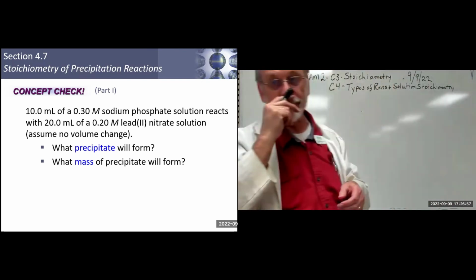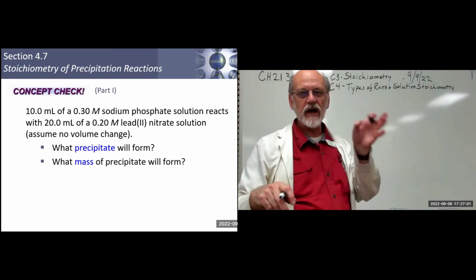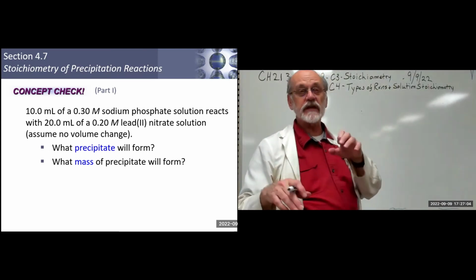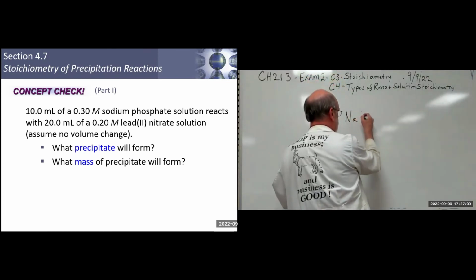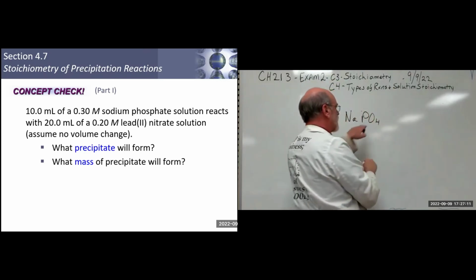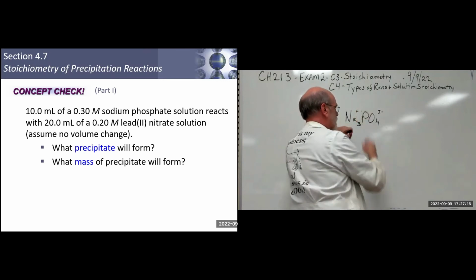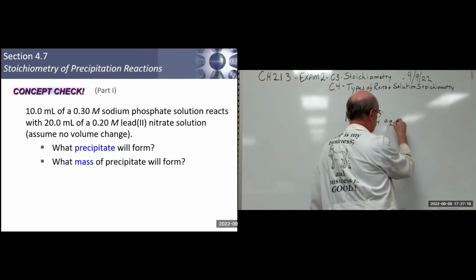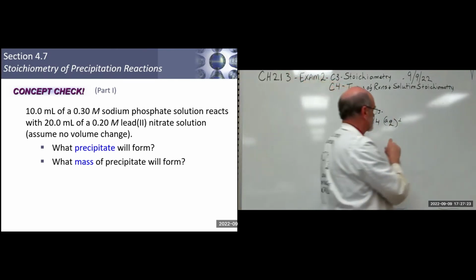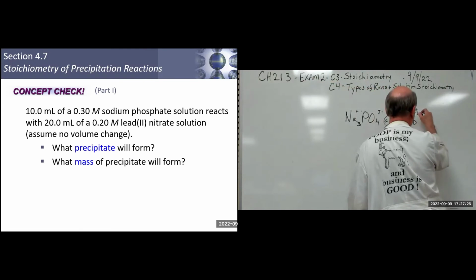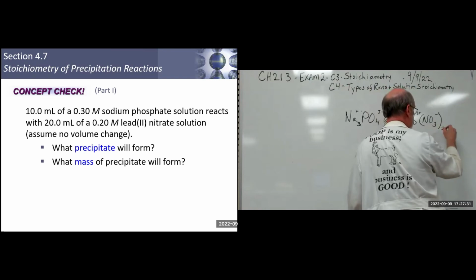But this is a word problem, right? So you're given so many milliliters of a concentration of sodium phosphate. First thing you need to do is write sodium phosphate. That's a polyatomic ion with a 3-, so that means with this 1+, you need 3 of them. So that's an aqueous solution. It is mixed with what? Lead 2 nitrate. Right? So we need 2 of those.